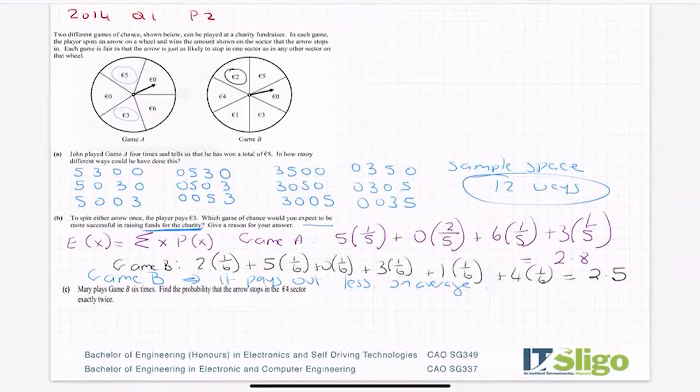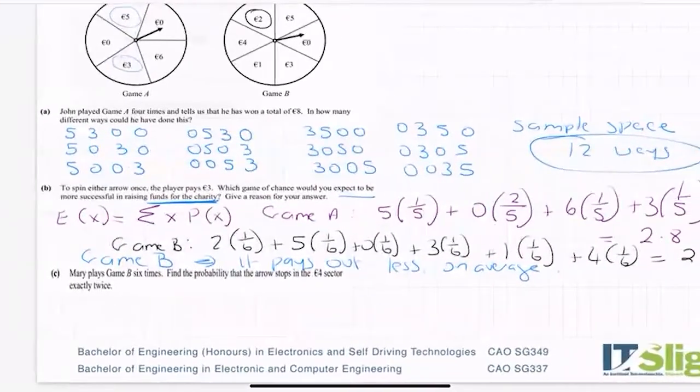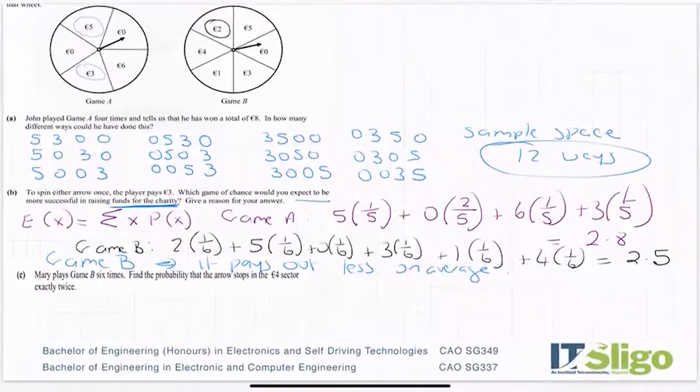Okay. Mary plays game B 6 times. Find the probability that the arrow stops in the €4 sector exactly twice. Okay, so when I see this exactly twice business, I'm always thinking of a Bernoulli trial. And I'm asking myself, is this a Bernoulli trial? Because if it is, then I can use the formula that goes with that.